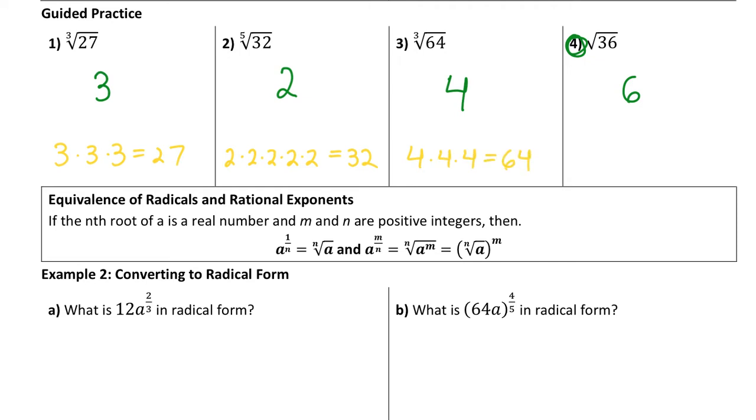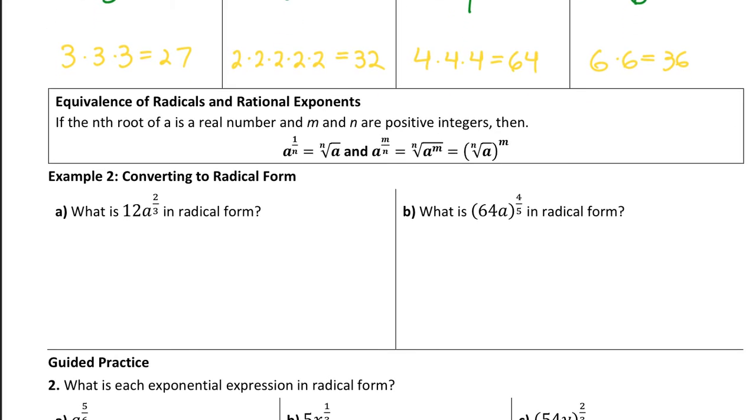And then the last one, it's the square root of 36, which is technically the second root, but it's understanding when there's not a number there inside that little nook. That means the square root, which means 6 times 6 is 36. You are going to become much more familiar with square roots than any other type of root later on. So understanding that that means the second root of 36, which means a number times itself is 36. That number is 6.